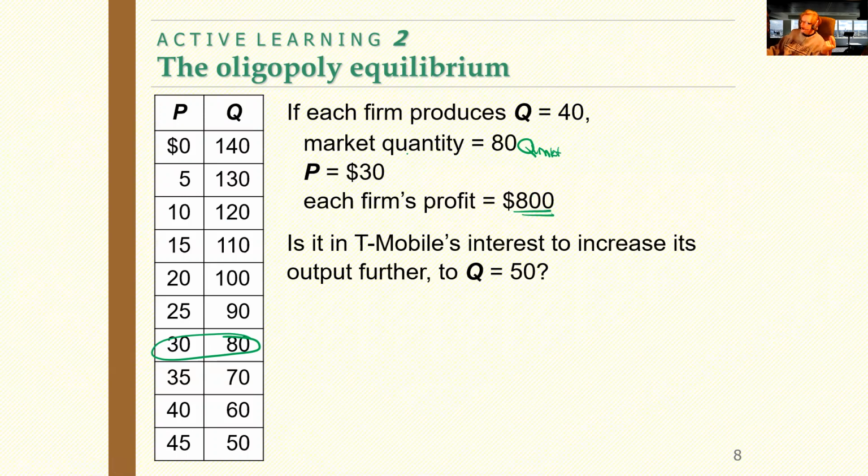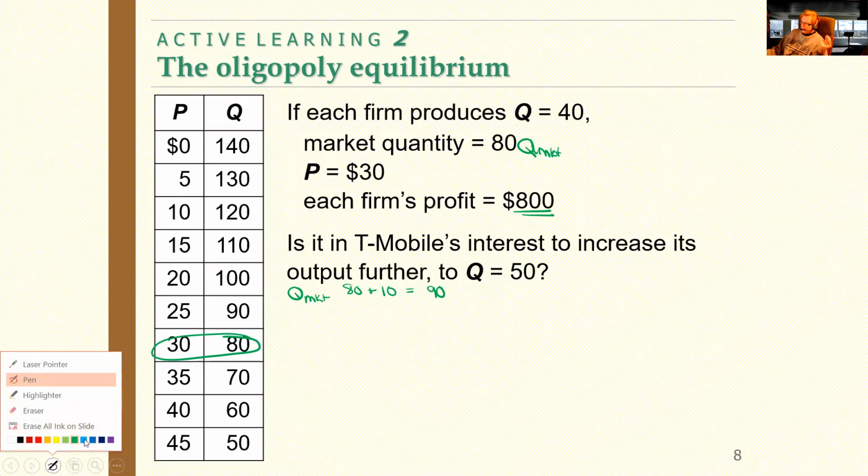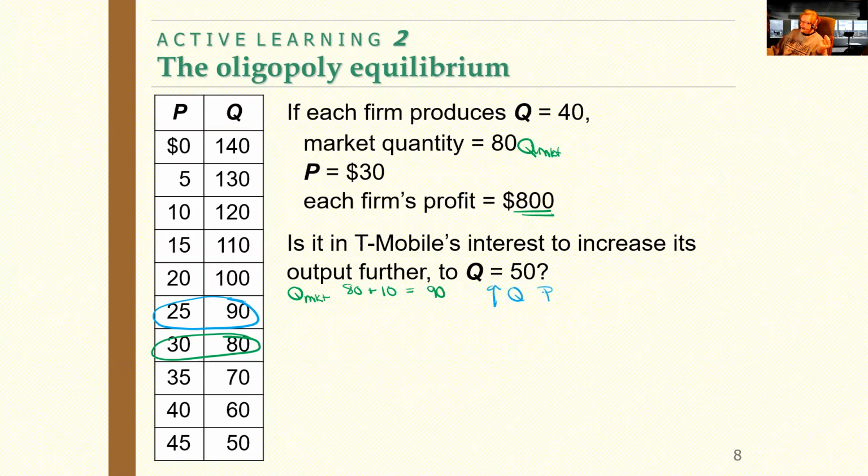Is it in T-Mobile's interest to increase its output further to a quantity of 50? Our quantity in the market was 80. We're going to add an additional 10 units, so T-Mobile is going to produce another 10 units, and that makes our quantity in the market 90. Notice that as the quantity increases, the price decreases, and the price is going to decrease to $25.